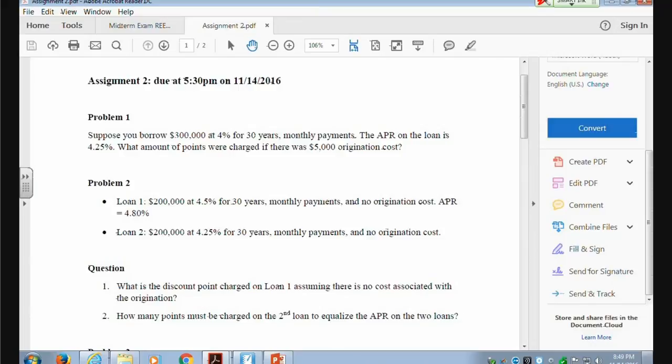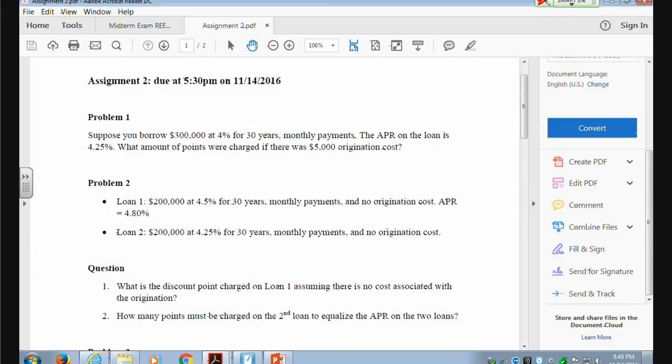APR is not always corresponding to the actual cash flow. So now, if APR is 4.25, can anybody tell me the actual cash flow? You don't know how much money is coming into your pocket, because you don't know the discount point charge. We need to calculate. But do you know the monthly payment? You can calculate that, right? Okay.